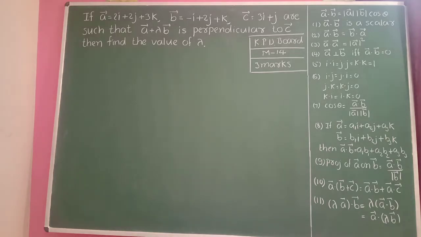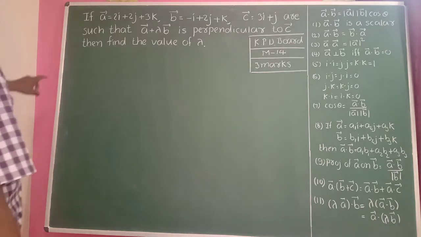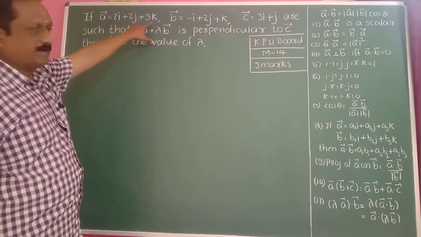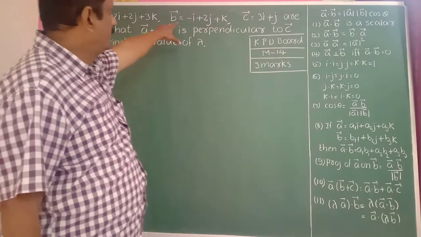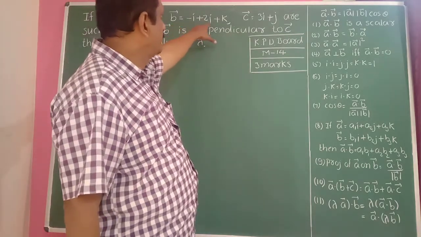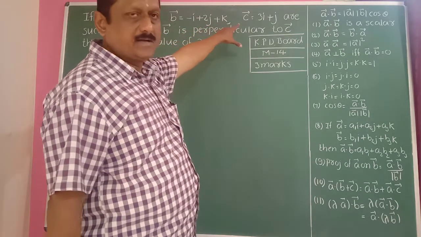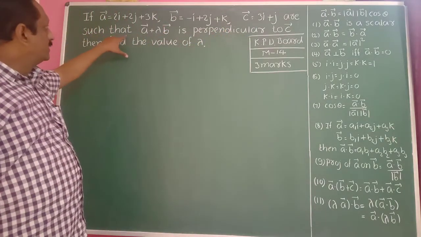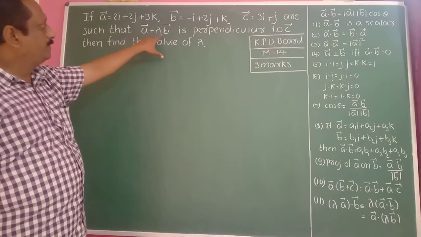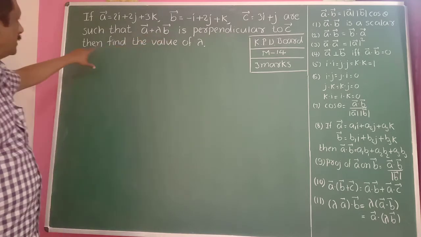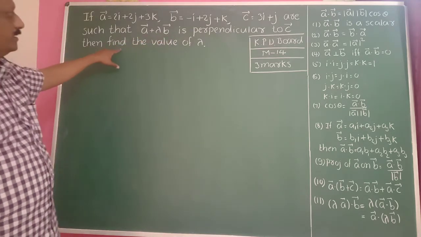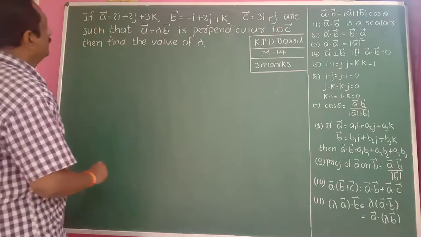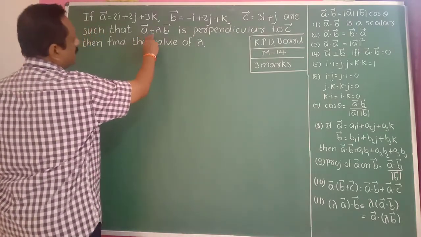If the vector a bar is equal to 2i plus 2j plus 3k, the vector b bar is minus i plus 2j plus k, and the vector c bar is 3i plus j, are such that a bar plus lambda b bar is perpendicular to c bar, then find the value of lambda here. Okay. So here, first write a bar plus lambda into b bar.